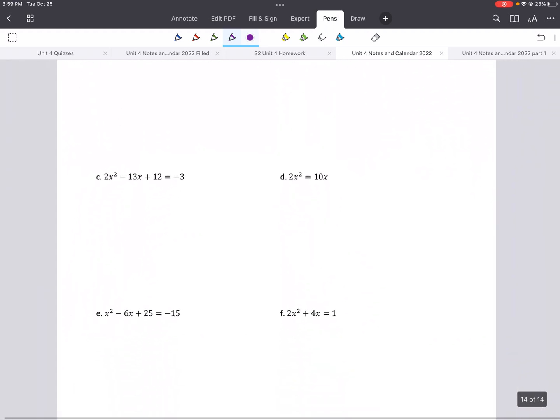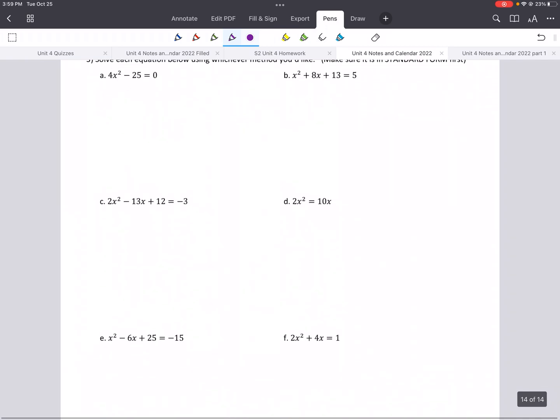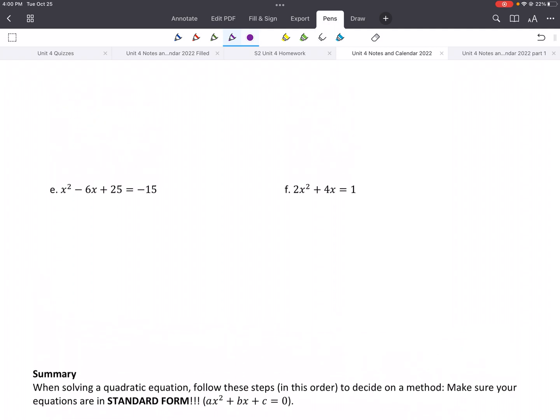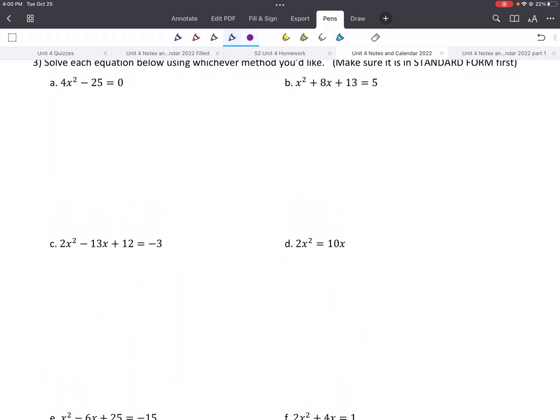Okay, so here are just six examples. At the end is a summary, the same sort of thing that we had at the top. Factoring, if you can find the two things that multiply and add within 60 seconds. Square roots to solve, if there's 1x and it's being squared. Complete the square if A is 1 and B is even. And the quadratic formula works all the time. You just need to make sure you memorize the formula. Okay? I'm going to go over all of these.